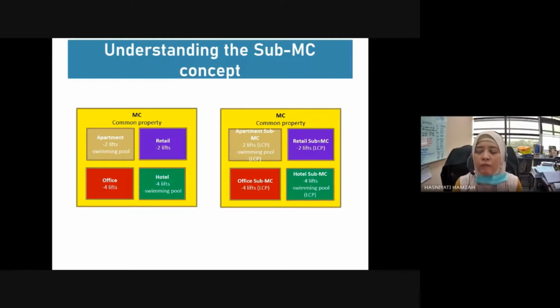So same juga for all other sub-MCs. Each of the users, they have to take care of their own limited common properties. So at the end of the day, this system will be fairer, will be more adil lah. Because now you only pay for what you use. Betul kan? Fair. Kedua, it's more practical because you only use the limited common properties that are relevant to your needs. Because now you see that retail and also office, they don't need the swimming pool, so they don't use lah. Okay. Don't use, don't pay.